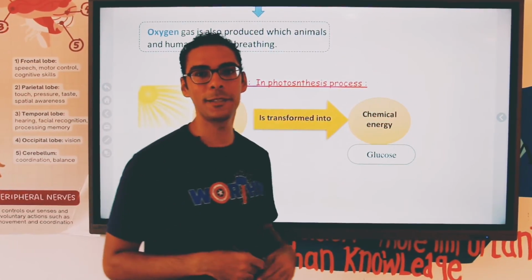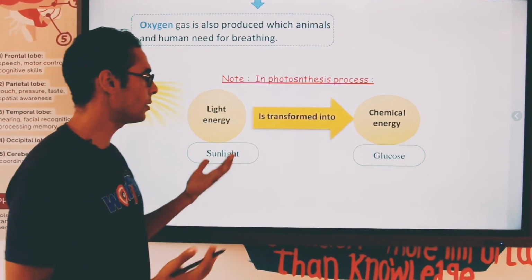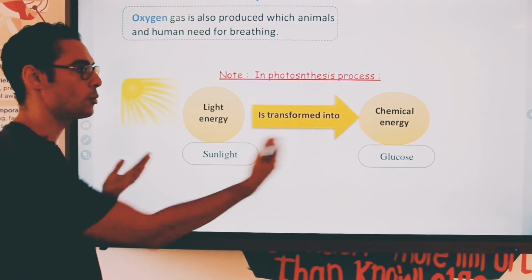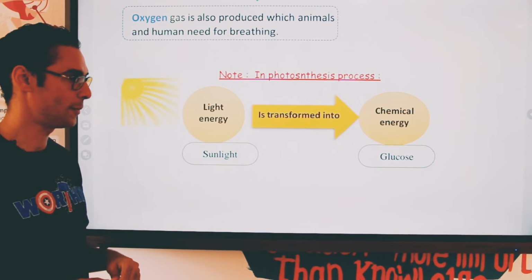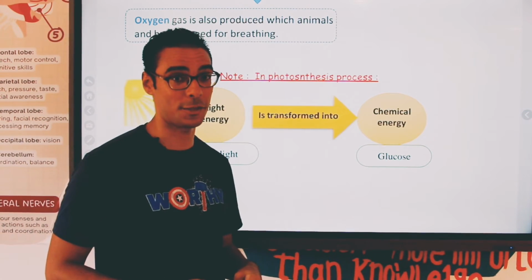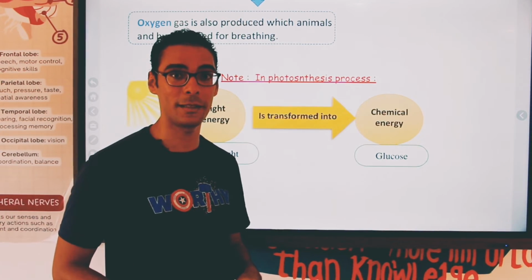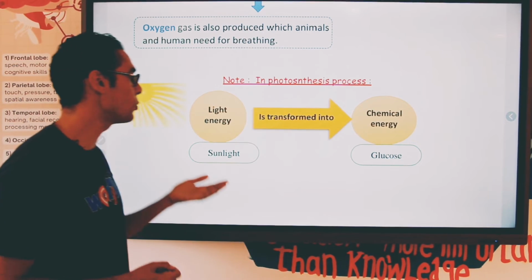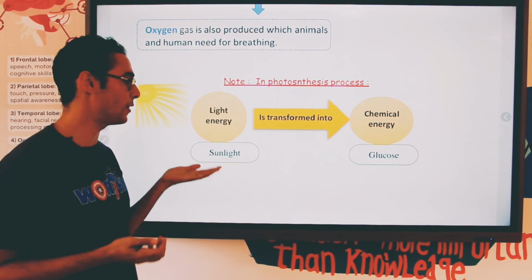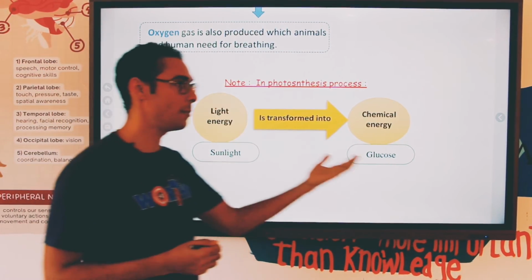The final part is going to be the conclusion. The conclusion here is divided into 2 main sections. We have light energy, which is coming from the sun, and we have chemical energy, which is the glucose, the food that is produced by the plant. The plant is the only living organism able to convert the light energy into chemical energy stored in the glucose.